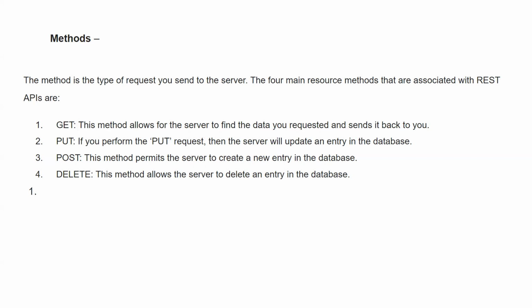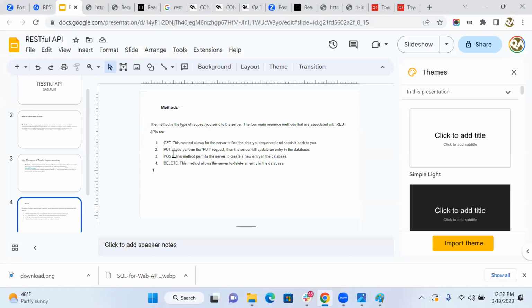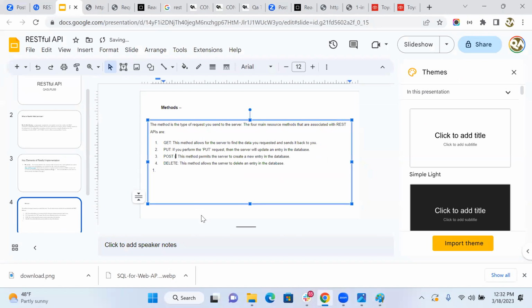When you insert, actually you are adding a new row, which is actually put. If you perform a put request, the server will update the entry. So put is not insert, it's update. So like I said, insert, update, and delete. Post is posting new data. So I would say here, I'll go and change post to be equal to insert.